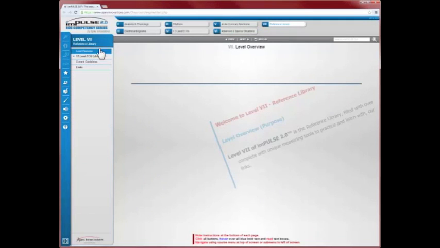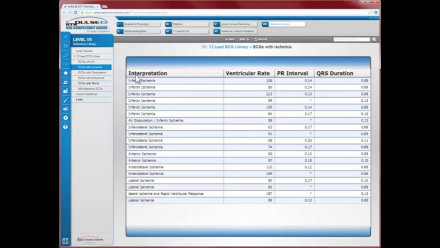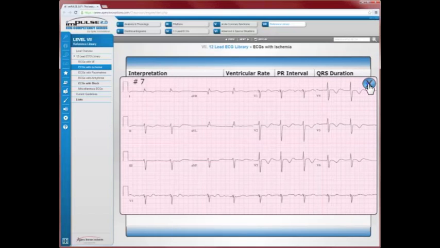Level 7 is a reference library filled with over 100 12-lead ECGs for practice and includes current guidelines, tips, and links.